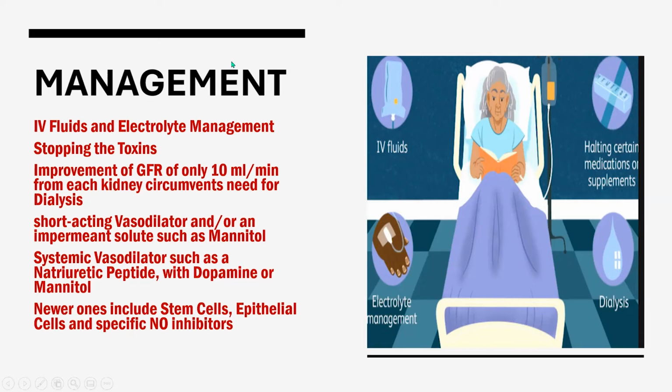But as I said, these are conditions which probably need expert medical management. The only thing that it is possible for rural surgeons to do is, if there is dehydration, give enough fluids. If there is electrolyte imbalance, you correct those. And then you can give drugs like dopamine and mannitol, which will increase the blood supply to the kidney.